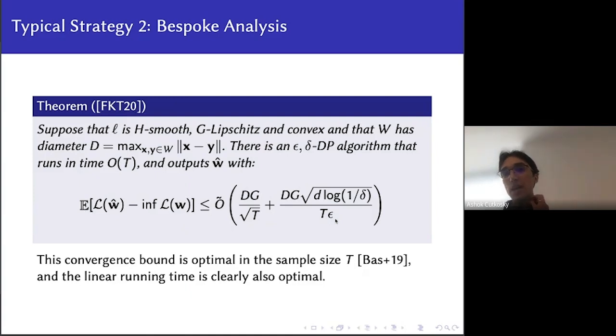And it turns out that this bound is optimal in both settings that we talked about before. It's optimal in terms of the sample size T, and the linear running time is also clearly optimal, right? If you have a data set of size T, presumably it will take you T amount of time to actually look at every element.